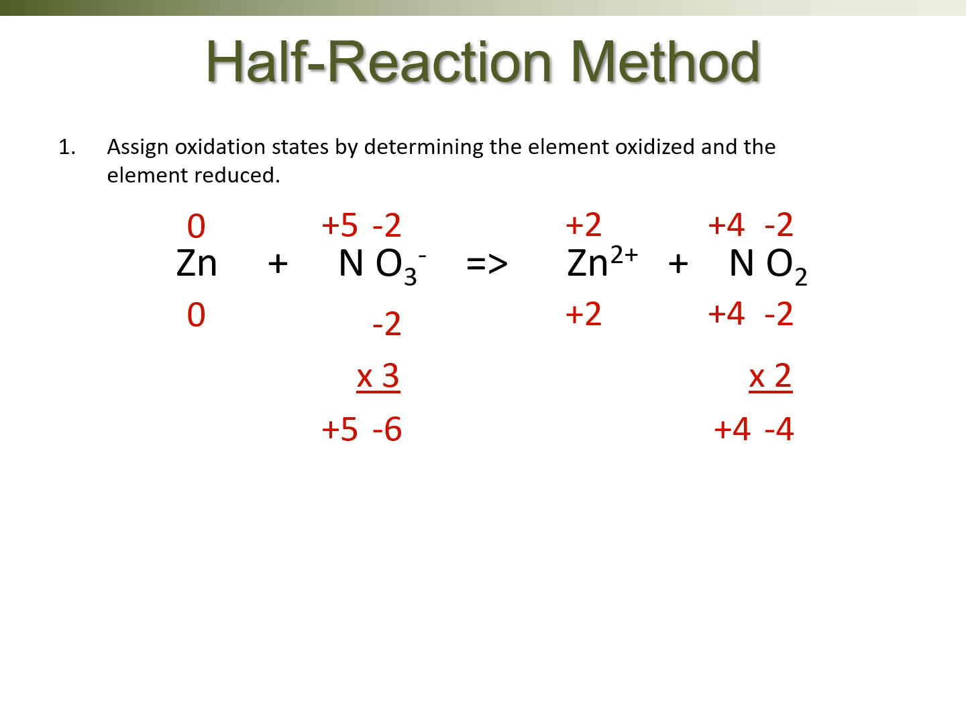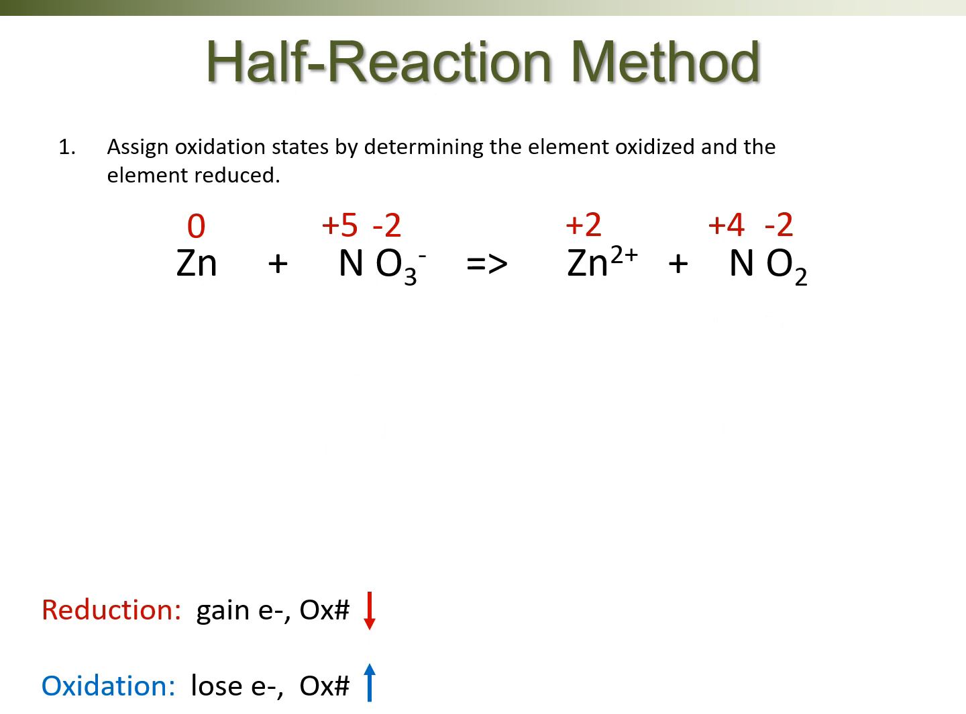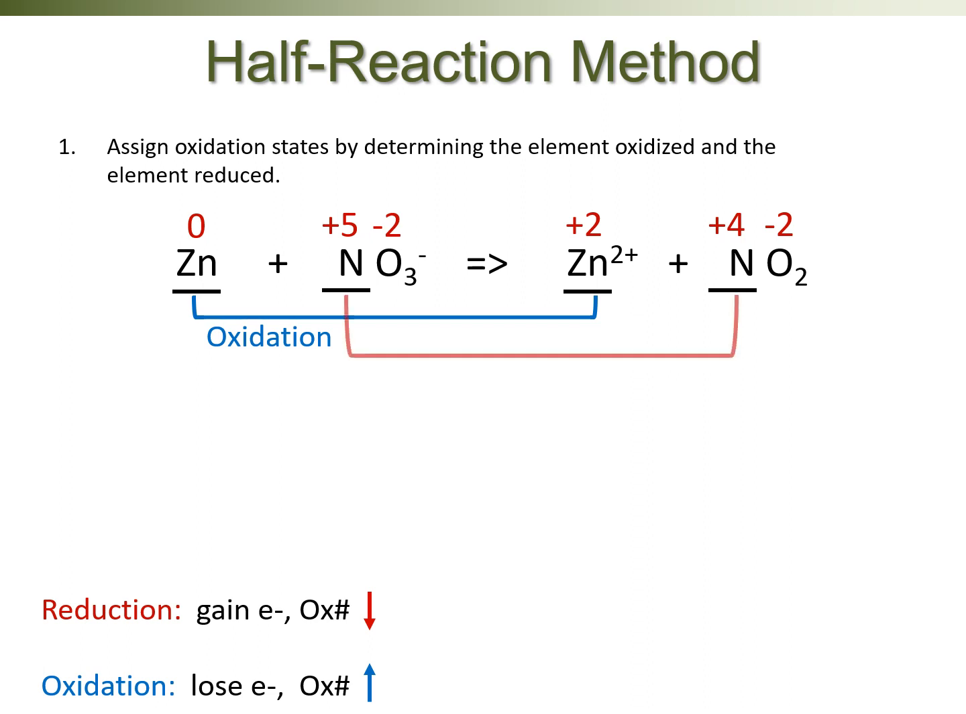So let's take a look and see who got reduced and who got oxidized. We know that reduction is when oxidation numbers go down. Oxidation is when oxidation numbers go up. So if we look at what's happening with zinc, zinc went from a 0 to a +2. Its oxidation number went up, so it was oxidized. Let's take a look at nitrogen. Nitrogen went from a +5 down to a +4, so it got reduced. And we can tease these two things apart, and here is our oxidation reaction, and here's our reduction reaction. So let's balance these using the 2 steps that we learned, balancing the masses and then balancing the charges.